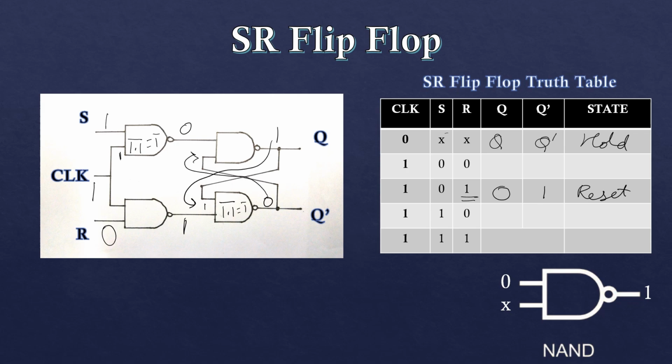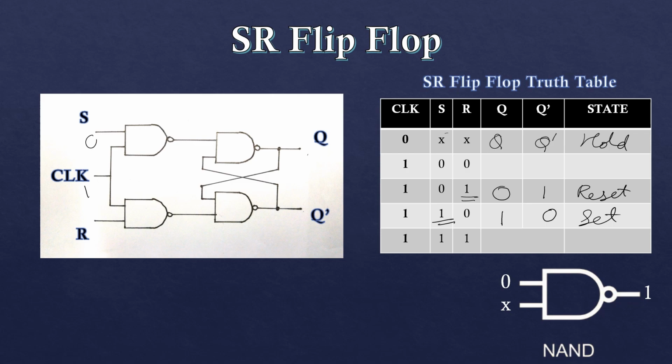So what is the value of Q? 1 and Q bar 0. And set is 1, right? So I will write this is a set. And you can see that when set is 1, then the bulb will glow. That is 1. This is how you can visualize it.